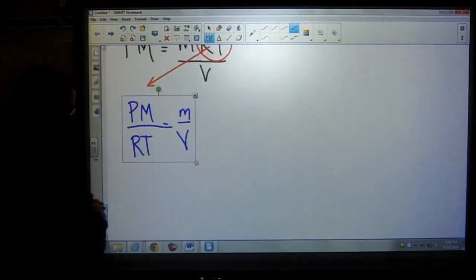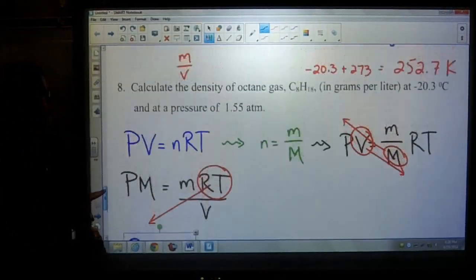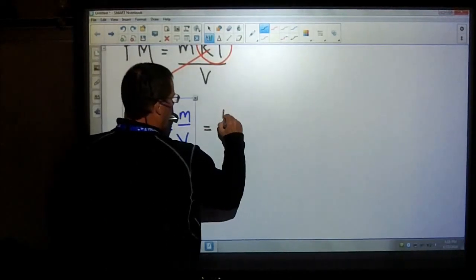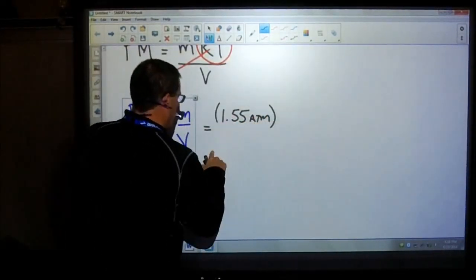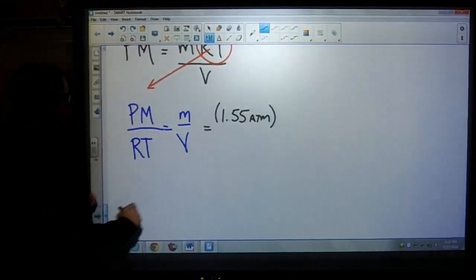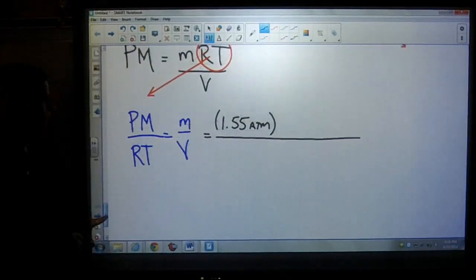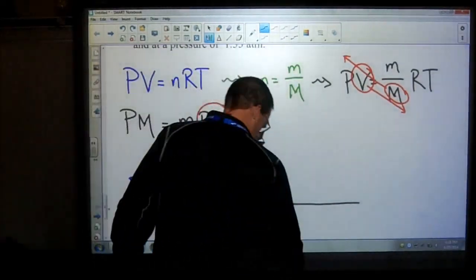All right, so let's look at this. Let's substitute the values in. So pressure, do we have a pressure here? We have 1.55. So I'll go 1.55 atmospheres. And my molar mass, I don't think I found the molar mass yet. So let's do that real quickly. So the molar mass for octane, which is C8H18.